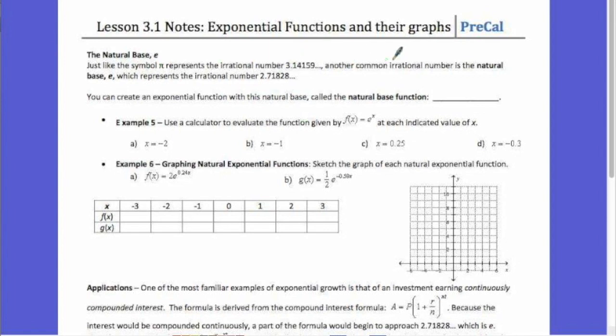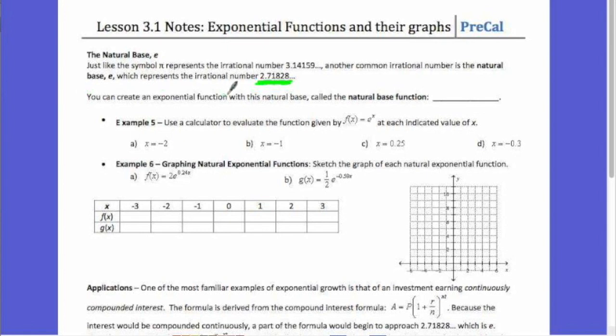Okay, another irrational function is the natural base, which is base E. So again, this one looks like one of the letters in our alphabet, so we think of it as a variable, but it's not. E will always represent 2.72-ish. Always, always, forever and ever. All right, so anytime you see E, think number 2.72. It is not a variable.